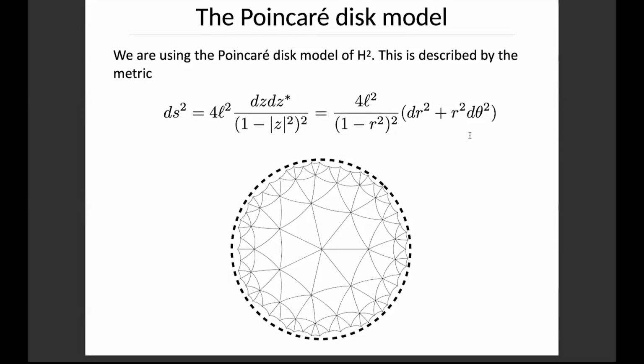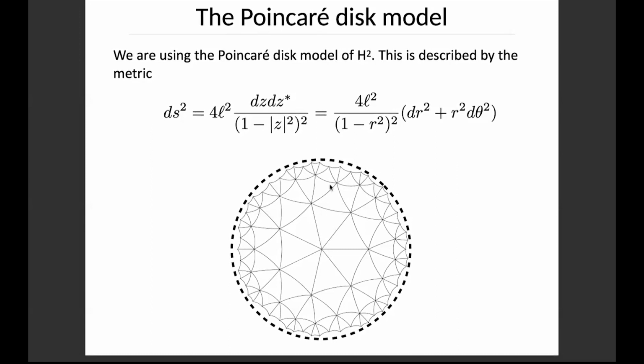So you see we obviously have rotational symmetry. We basically just have the metric of a disk with this funny factor out front, called the Weyl factor in fancy speak. And we see that as r approaches 1, this term blows up, and that's where infinity is. That also explains the warping of the triangles, in this picture at least, as you get towards the boundary. So this is the metric we're going to use.